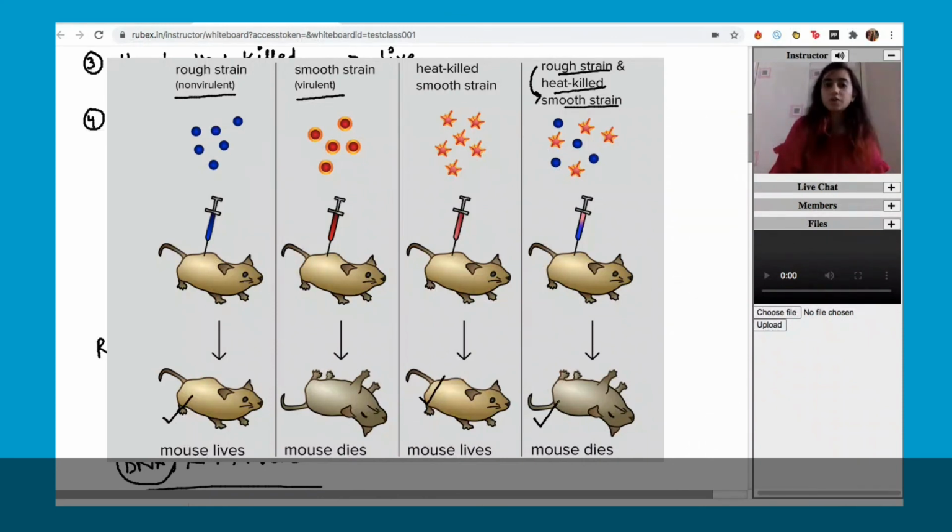I hope you all got a brief idea, and this is a very important topic from the point of view of boards or from the point of view of entrance examinations like NEET.